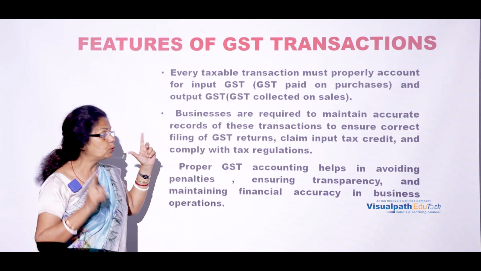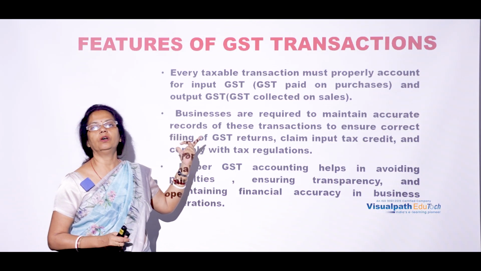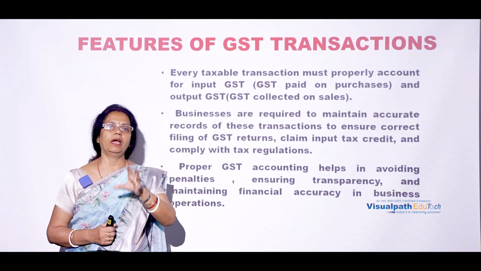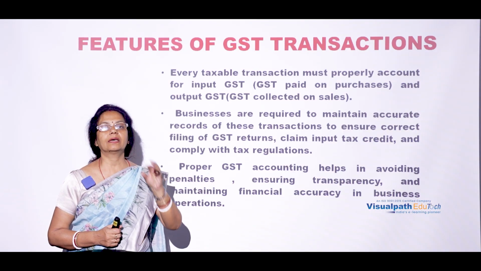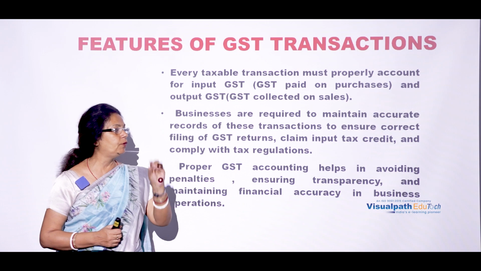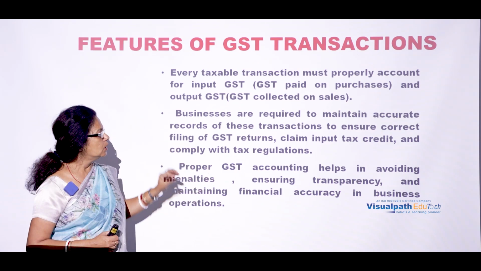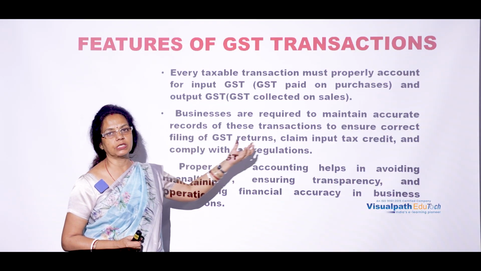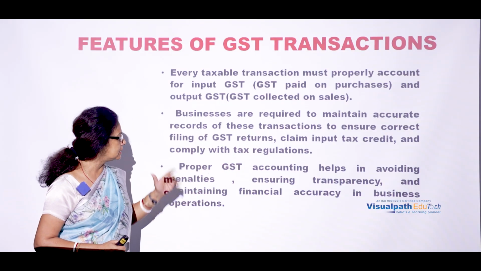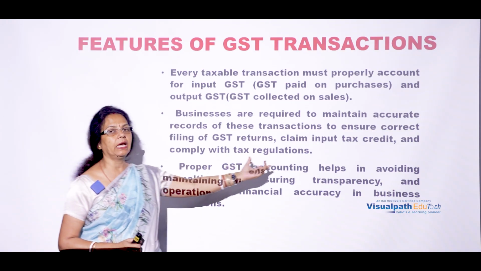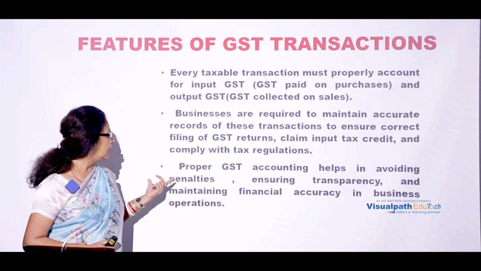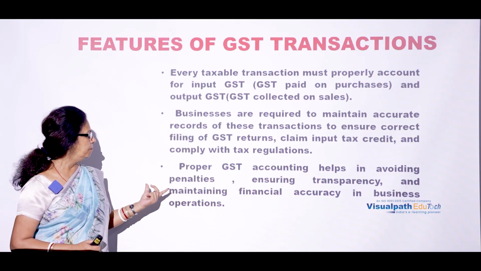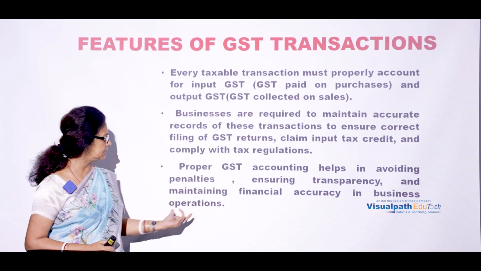For what purpose? To ensure that the correct filing of GST returns takes place. Without accurate records, correct filing is not possible. To get the correct result, we need the accurate record. So the second main important feature is what? Recording the GST in a correct manner. Next, the third one: proper GST accounting helps in avoiding what? Penalties, ensuring transparency, and maintaining financial accuracy in business operations.